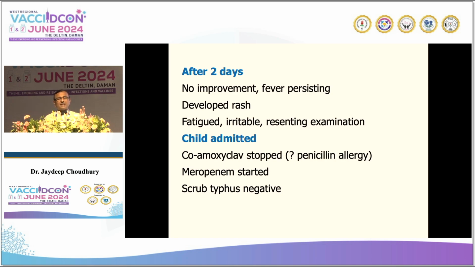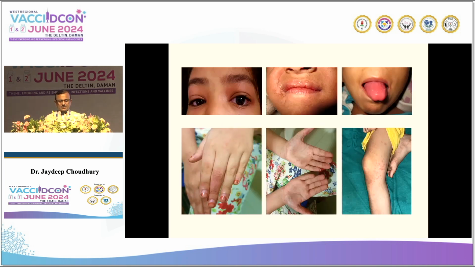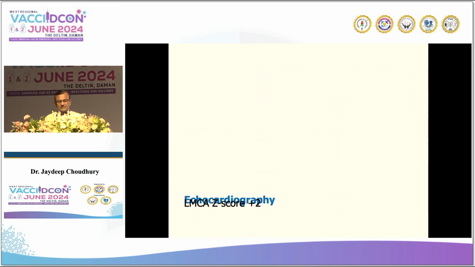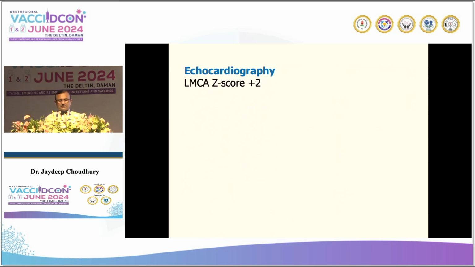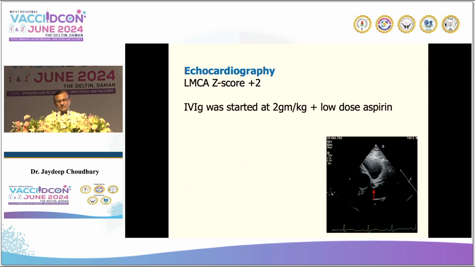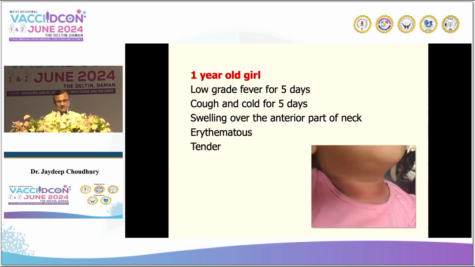Meropenem was started. Scrub typhus is a very common condition that we are often encountering with varied presentation, but again it was negative. Then this child developed these typical features, the red eyes, you can see the lip, the tongue, the nails, the chromonychia. This is not mehendi, but this is chromonychia actually, and the rash. So this was a case of Kawasaki disease. Now echocardiography was done and it was proven, IVIG was started and low dose aspirin, and the child recovered.